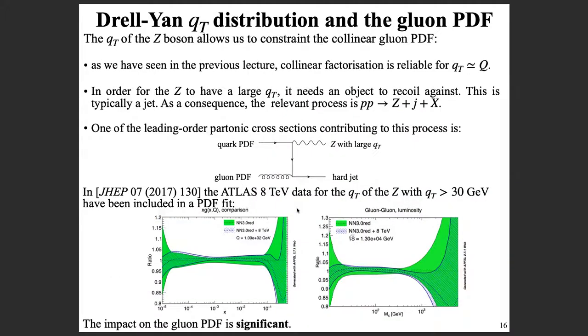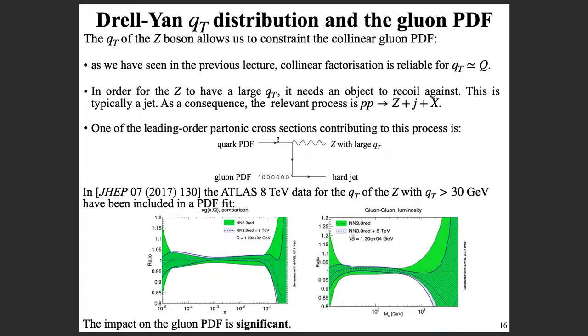Now let me go to the QT distribution of Drell-Yan and the impact of this distribution on the gluon PDF. I would like to go through this slide very quickly because I have a lot of material I'd like to discuss. The question is that, as we argued yesterday, in order to use collinear factorization, we also need to have a QT of the Z that is large. In this regime, the actual process that we would like to look at is pp into Z plus one jet, because we need a jet, an object against which the Z recoils, so that we have a QT of the Z that is large enough.